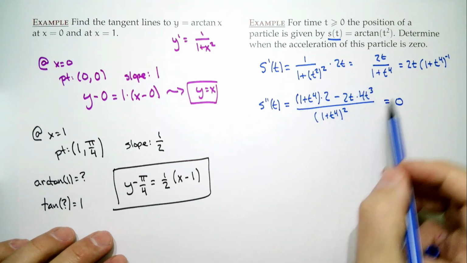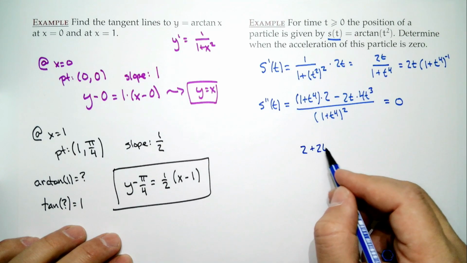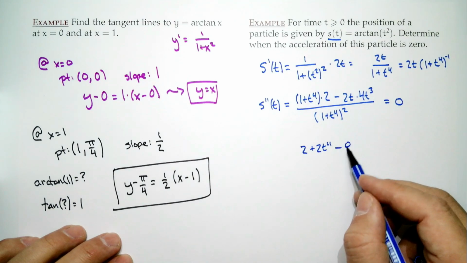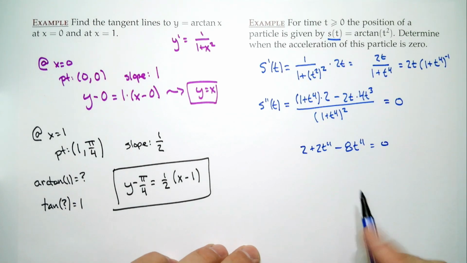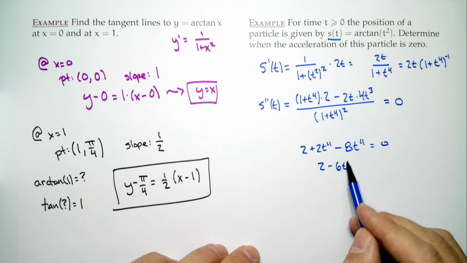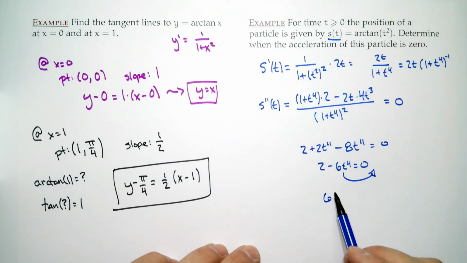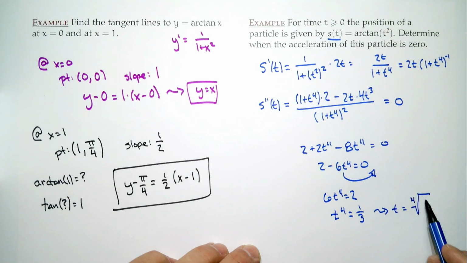So let's set our numerator, and let's write this out. We get 2 plus 2t to the 4th if we distribute the 2 through. 2t times 4t cubed would be 8t to the 4th. And that should equal 0. So 2 minus 6t to the 4th should equal 0. We can move the 6t to the 4th across: 6t to the 4th equals 2. So what does t to the 4th equal? A third. So what does t become? The 4th root of 1/3.